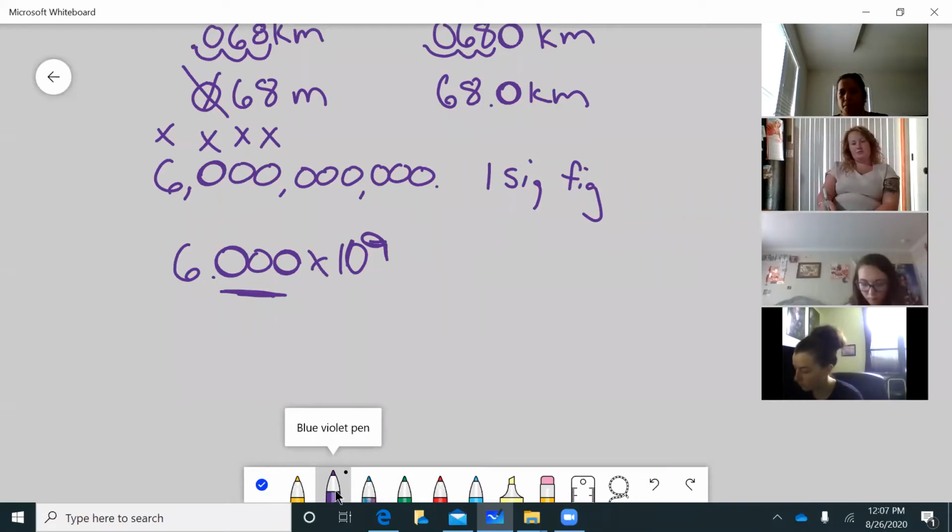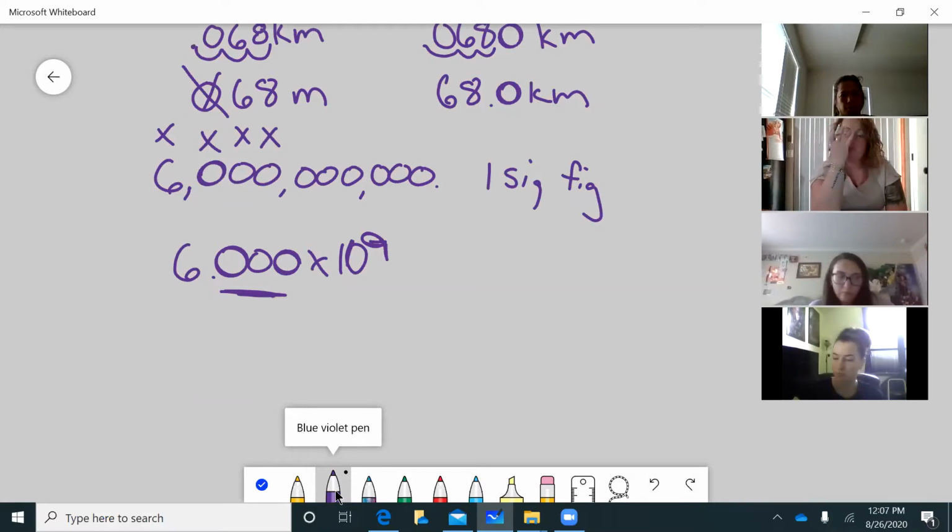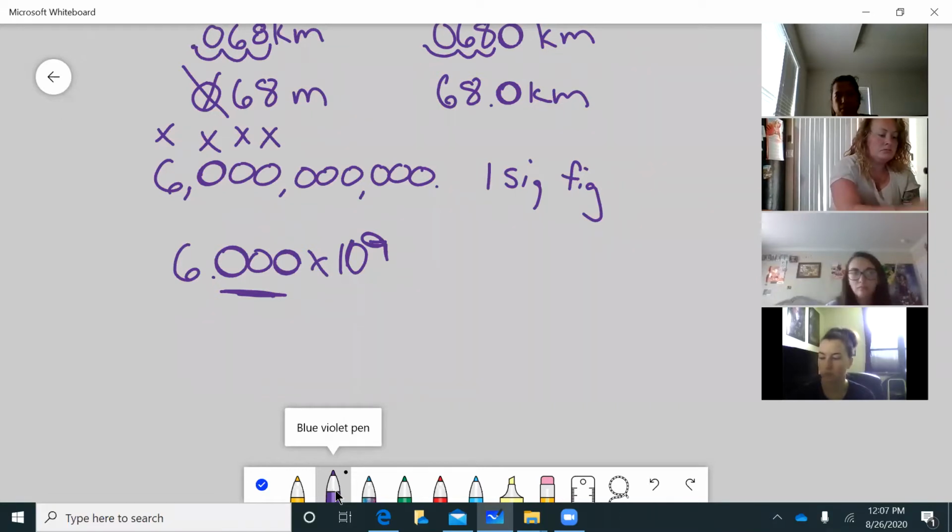So all non-zero numbers, significant. Internal zeros between two non-zero numbers, significant. Zeros that come after a decimal place, after the main number, significant. Zeros that come before a number after the decimal place, not significant. Zeros that come after the main number, but before an implied decimal place, not significant. So it's the zeros that are always going to give us trouble with figuring out how precise or significant the number is.